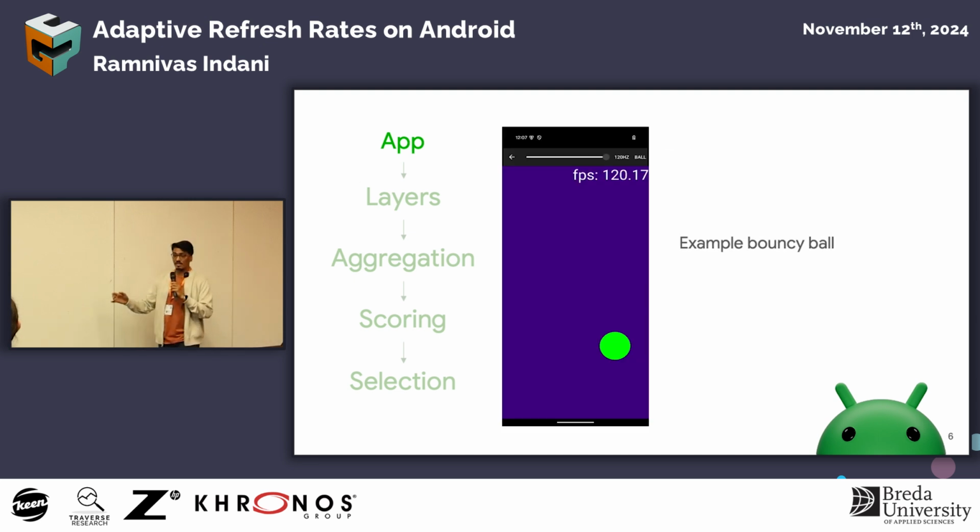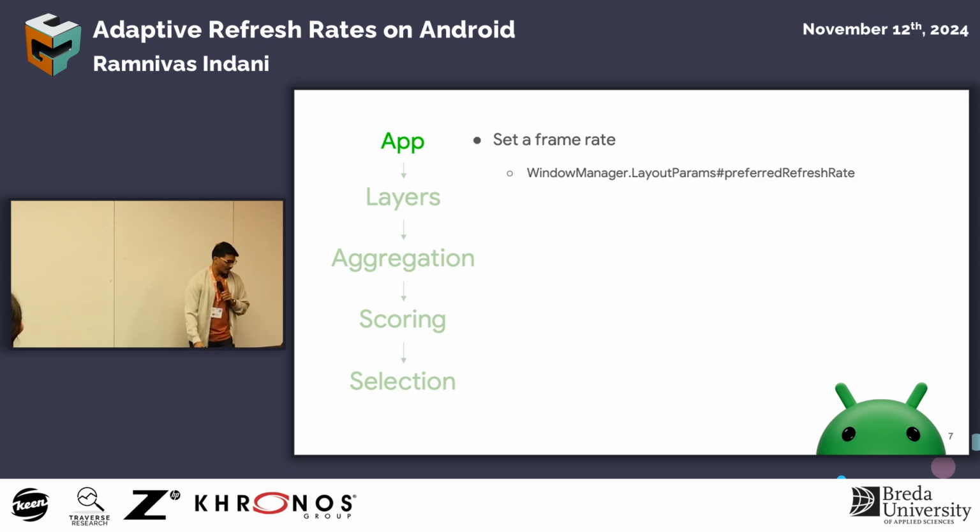So let's start with an example app. This is a bouncy ball example app, which just has a ball that moves around the screen, and it has a slider for refresh rate selection and different modes and things like that. If we consider this app, there are certain ways we can set frame rates in Android to achieve the rate we want to achieve. Some of these are the window manager, which is an Android system-level component, or on a surface.